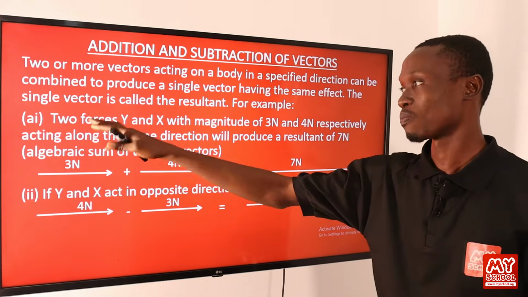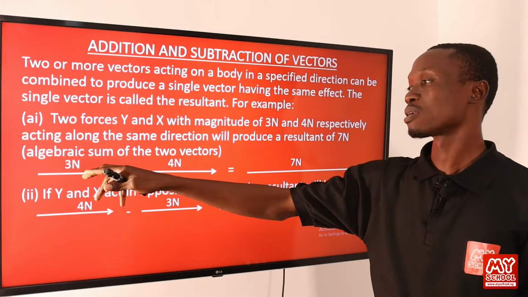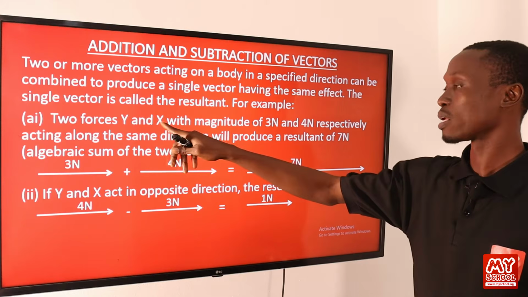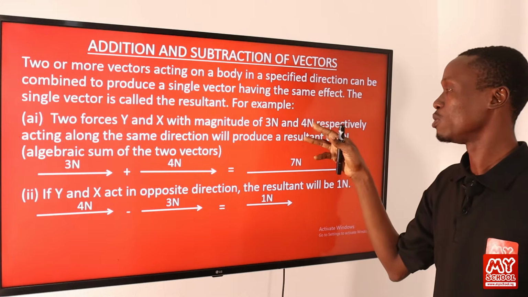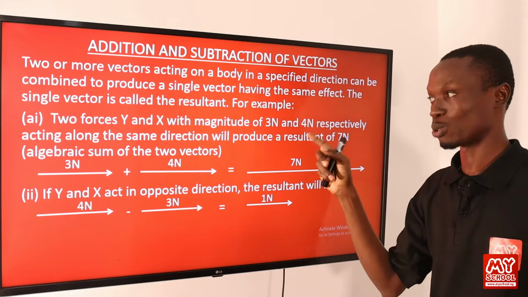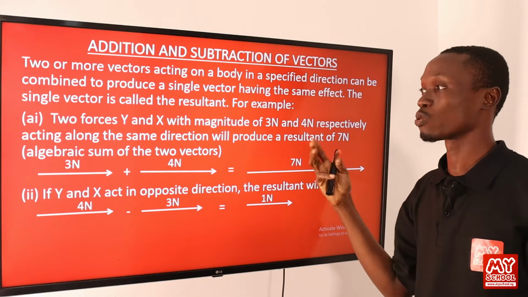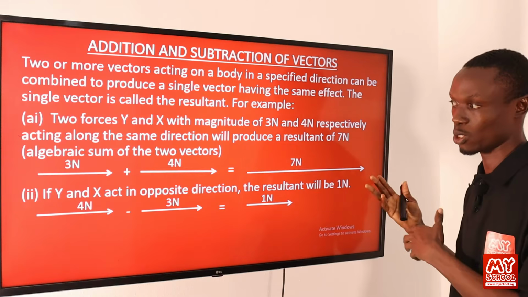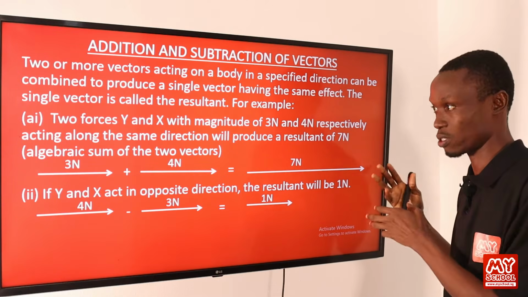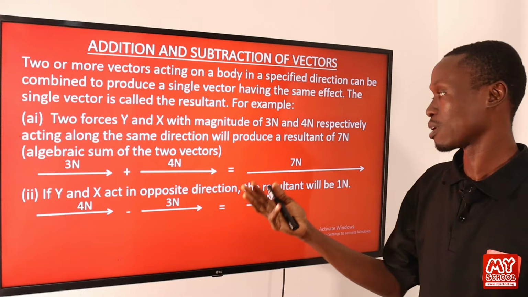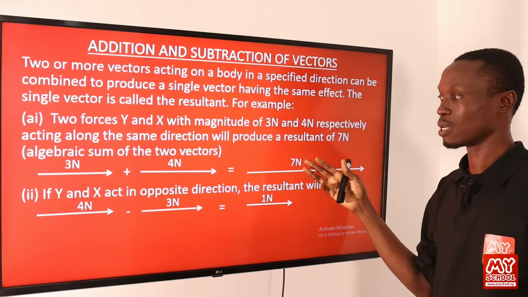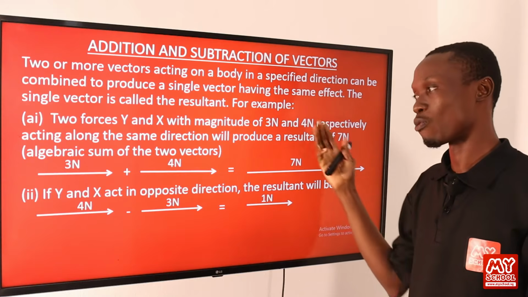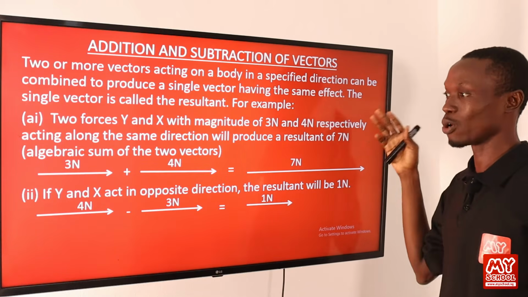Because the first force, Y, has a magnitude of 3 Newton, while the second one, X, has a magnitude of 4 Newton, and they are acting along the same direction. Since they are acting along the same direction, you sum up the two forces to get the resultant force. So we add 4 to 3, and that gives us 7 Newton. Remember that I said earlier that we represent a vector using a line and an arrowhead. That's exactly what you are seeing on the screen.